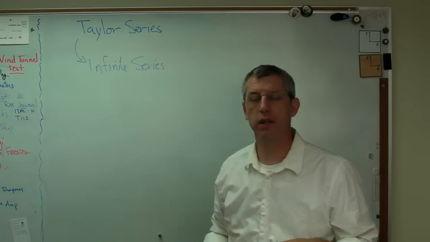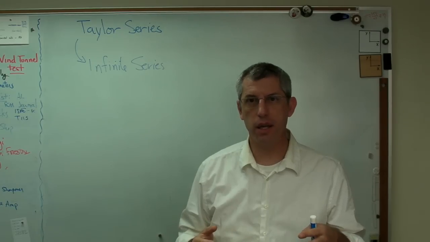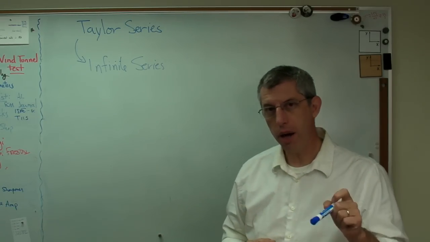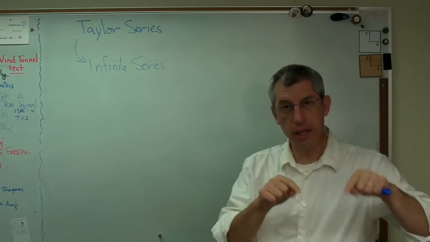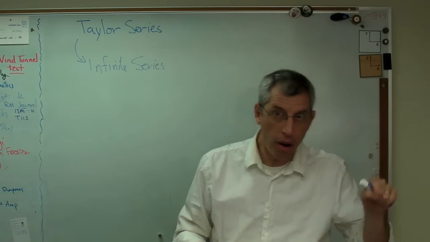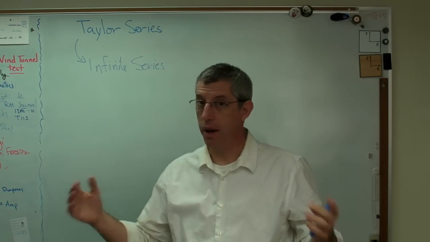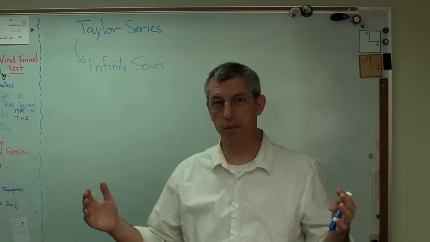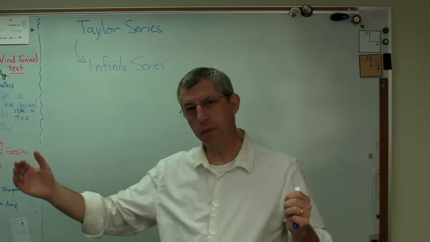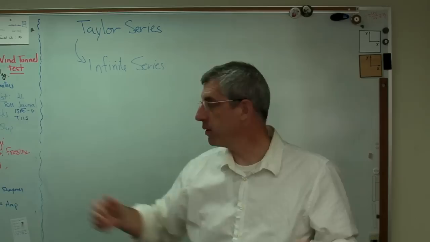For us to accept that a Taylor series is going to be handy, there's one big idea we've got to come to grips with. Is it possible to take an infinitely long list of numbers, add them all up, and after I add them all up, have that sum not be infinity, to actually have that sum be some finite number? That's okay. I can add an infinite number of terms together and get a finite number. So let me show you something.